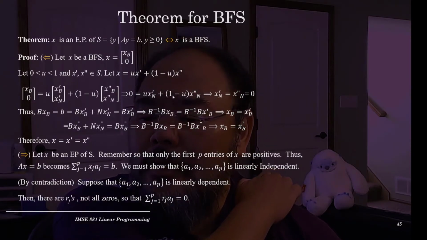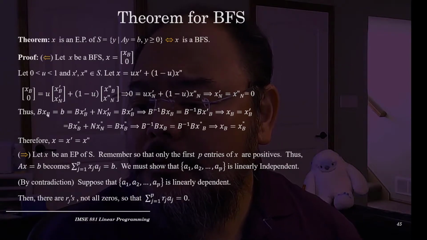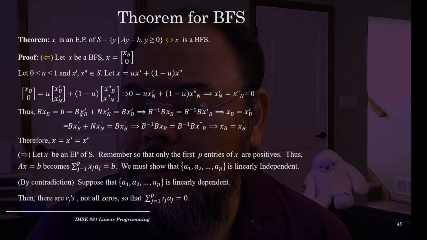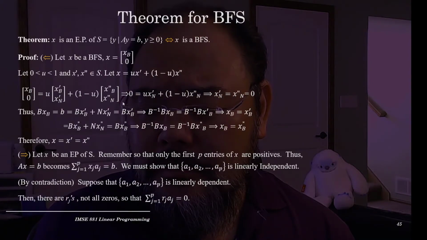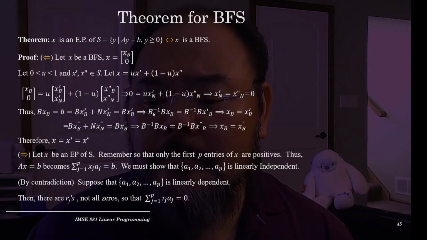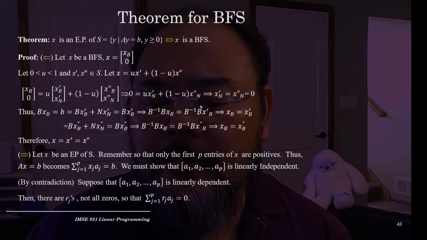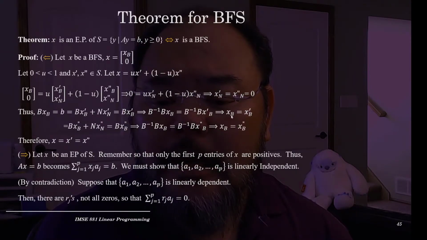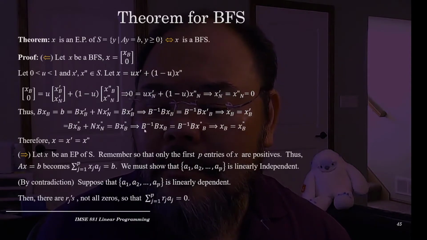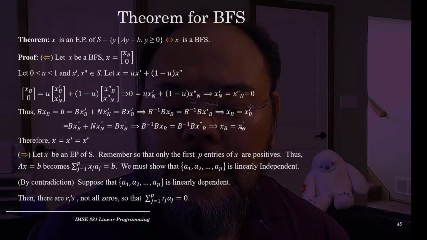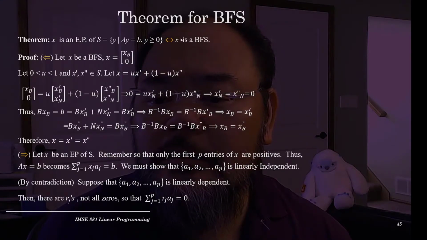But look at the basic part. The basic part equals B times XB equal to b. Therefore, B times XB prime plus N times XN prime equals b. If I multiply both sides by B inverse, I will have XB equal to XB prime. And it also equals B times XB double prime. If I multiply both sides by B inverse, XB will equal XB double prime. So we have shown the reverse direction.